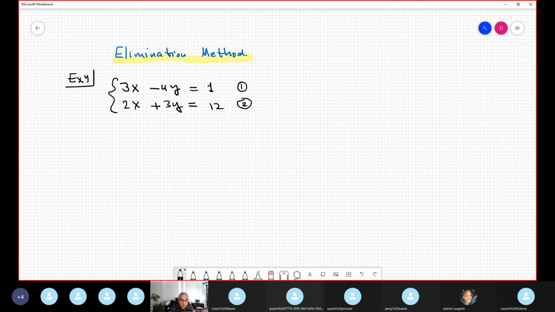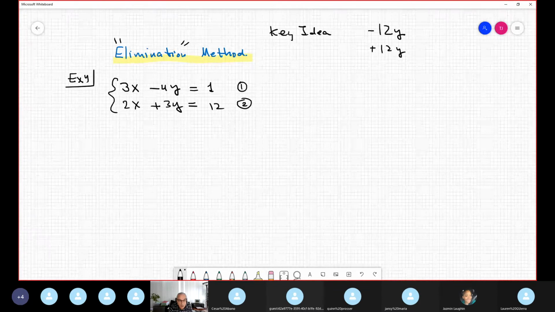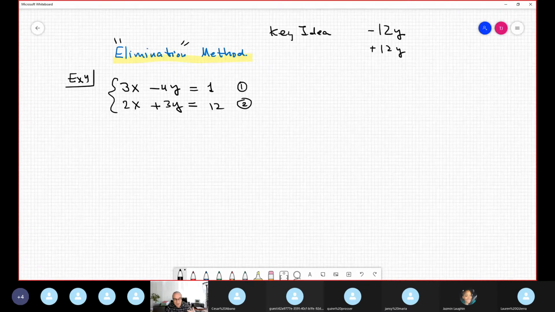Okay, there are many ways to apply elimination. What is the key idea for elimination? The key idea is we have exactly the same number, suppose 12, negative 12, and positive 12. I need to do something, a manipulation, multiplication. Remember, when you multiply one equation by a number, it's the same.